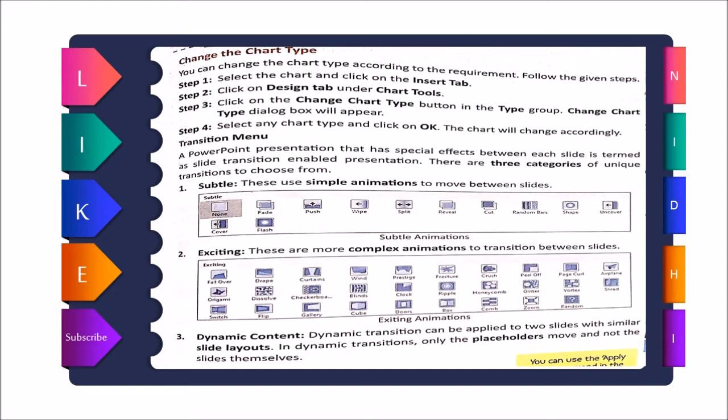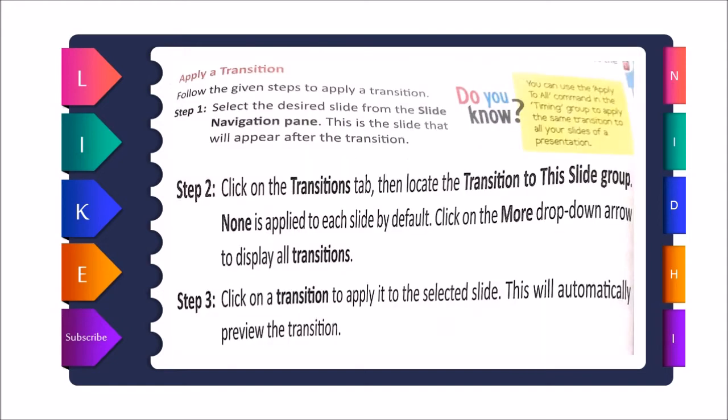Okay, next is how to apply a transition. Okay, transition effects are majorly used to change the slides. Okay, so for applying a transition we have to follow certain steps. Steps 1, 2, 3 are given here. Step 1 is select the desired slide from the slide navigation pane, and then the slide that will appear after the transition.